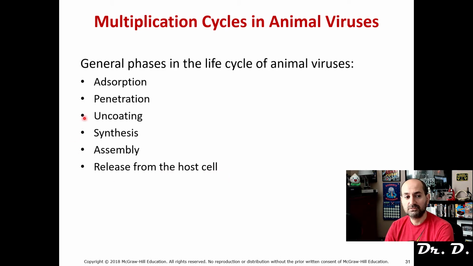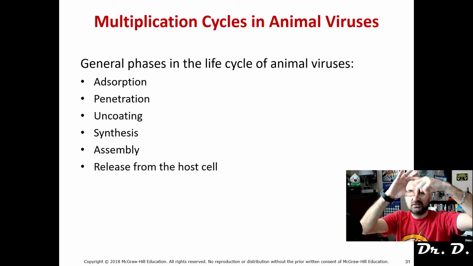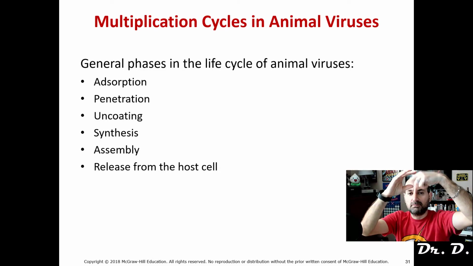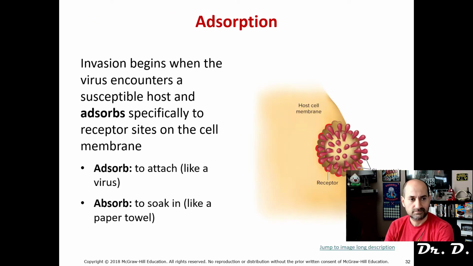Now, I do want you to know for the exam that all viruses have to penetrate the cell, but not all viruses have to uncoat. You know why? Because bacteriophage, for instance, the T4 phage, the capsid part of the virus stays outside of the cell, and then it injects the DNA part of the virus into the cell. So there's no actual uncoating that happens. The only thing that penetrates the cell is the DNA and not the capsid portion of the virus.